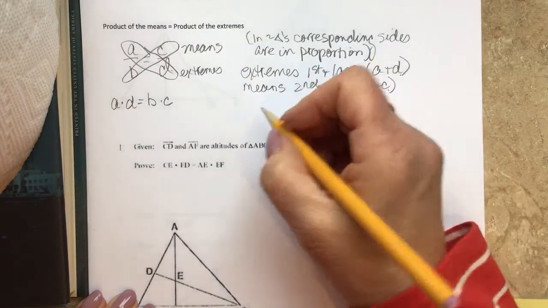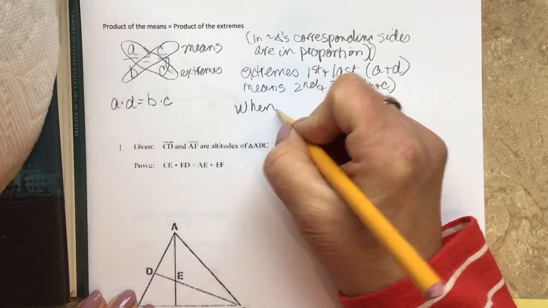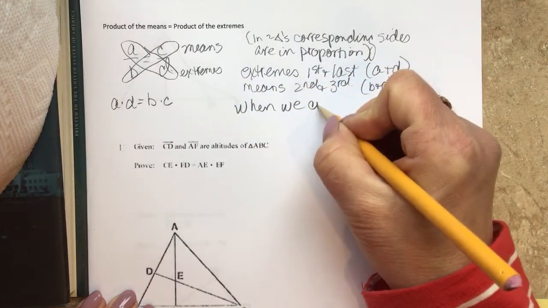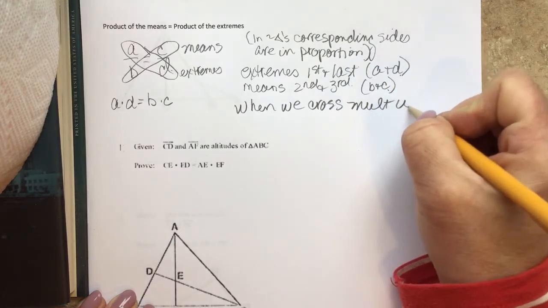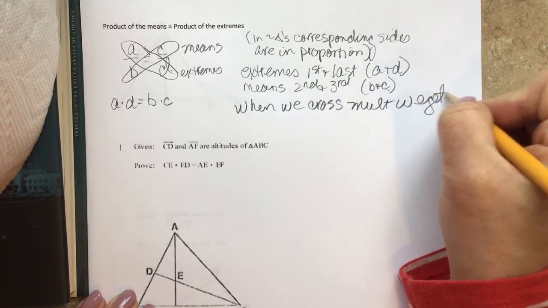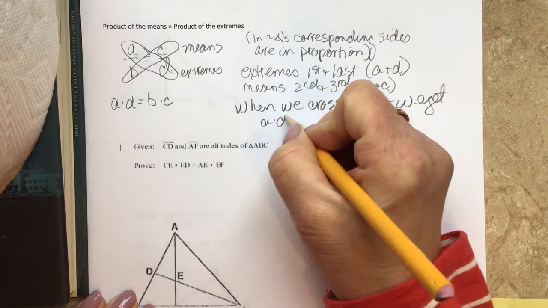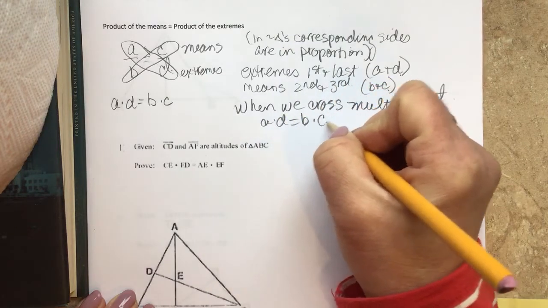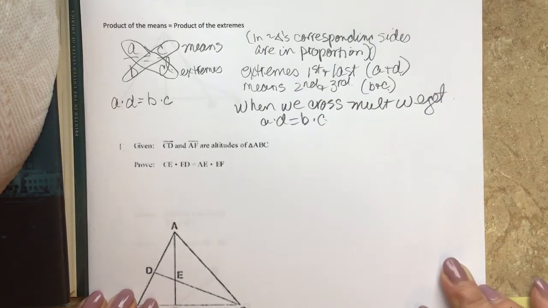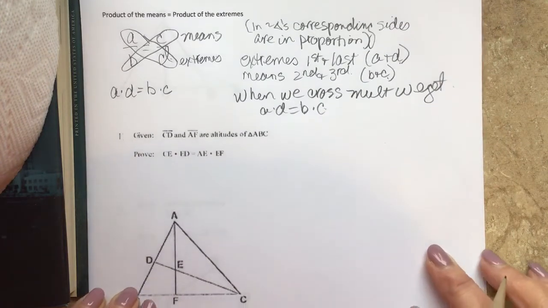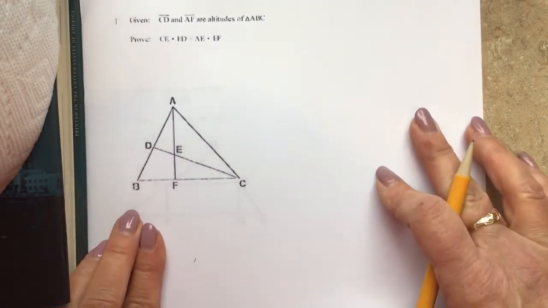Okay? So when we cross multiply, we get A times D equals B times C. We could also say B times C equals A times D, but that's just switching it on the other side of the equal sign. Okay, so let's try one of these.